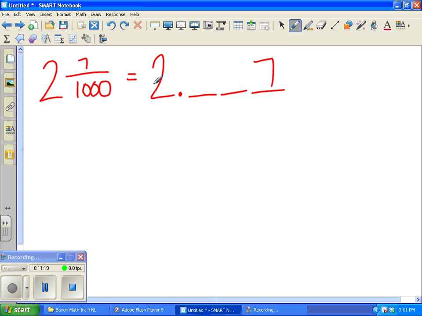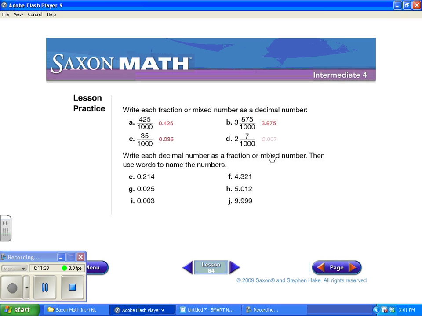I have to put it in the thousandths position, okay, because that's what it says. Now, what's going to go right here and here? You got it, zeros. So this still says 2 and 7 thousandths because it went to the thousandths position. Okay, now let's look at E through J. Write each decimal number as a fraction or mixed number, then use words to name the numbers. Whew, okay, so some spelling practice here.